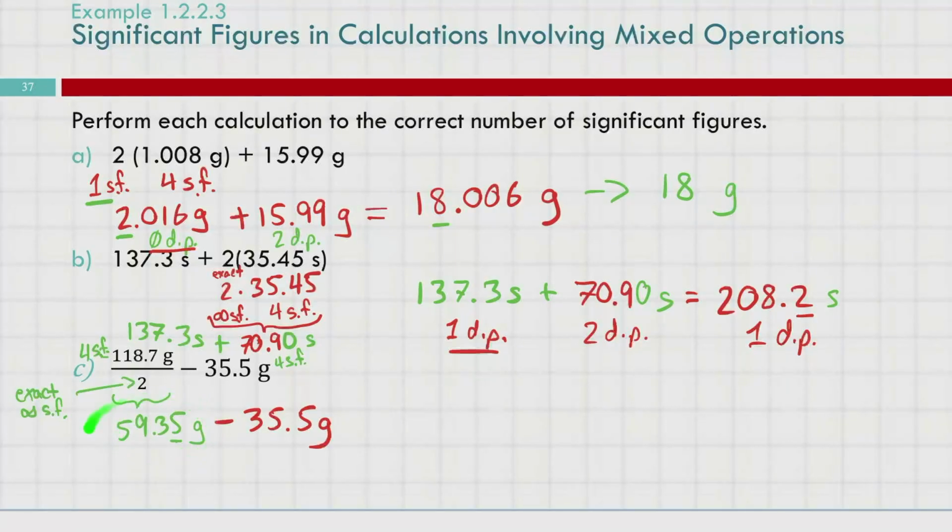So 59.35 has 4 significant figures. Now we care about decimal places. It's got 2 decimal places. 35.5 has only 1 decimal place. 1's the smaller of those. So we're going to round our answer to 1 decimal place.